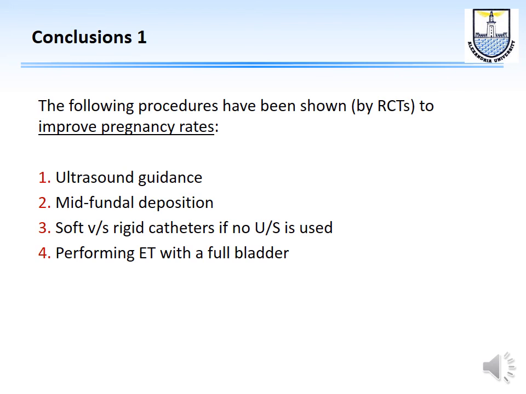So in conclusion, ladies and gentlemen, the following procedures have been shown by randomized controlled trials to improve pregnancy rates. Four things. Doing the embryo transfer under ultrasound guidance, putting your embryos in the mid-fundus deposition away from the fundus. The soft catheter is better than the rigid catheter only if you're not using ultrasound, and then performing the embryo transfer with a full bladder. These are the four things that have been shown to improve pregnancy rate.